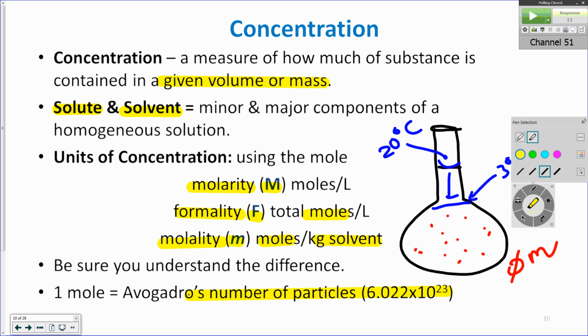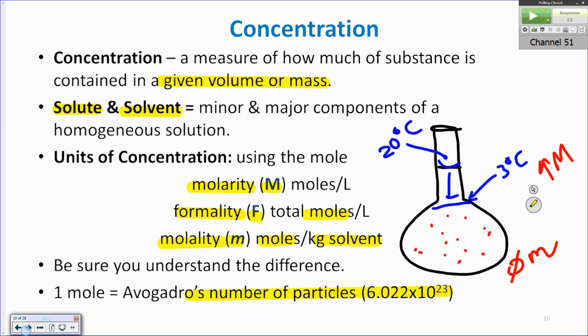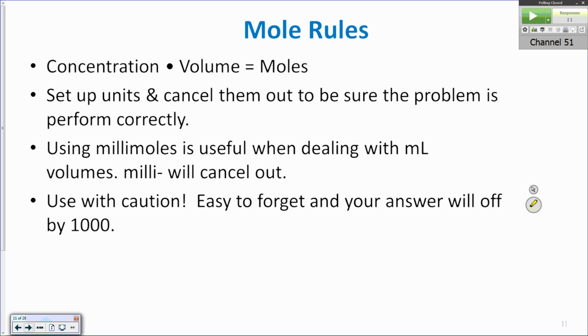We'll use Avogadro's number every once in a while. I expect most of you are seniors in here. You should know what Avogadro's number is. So 6.022 times 10 to the 23rd. It's on somebody's shirt. Just look around. I saw it 3 or 4 times this week on people's shirts. So it's a big year in chemistry for ACS.